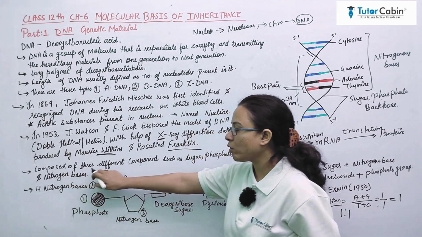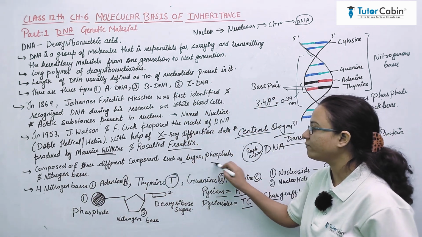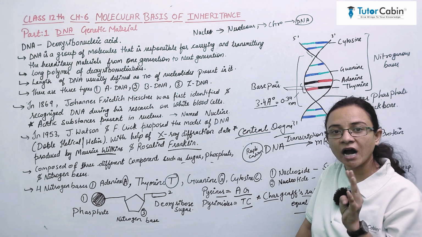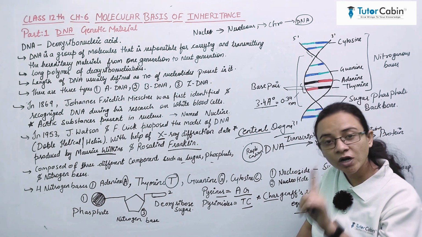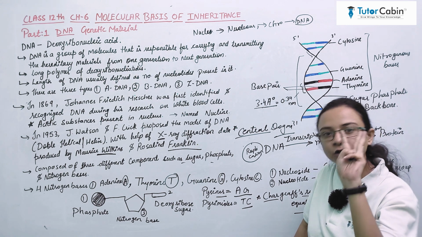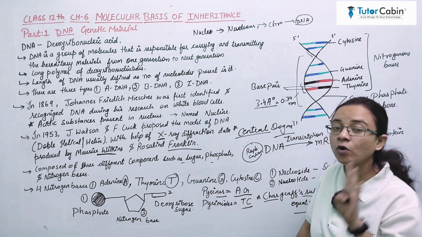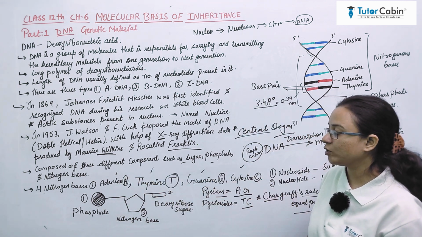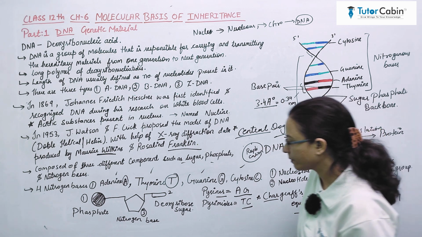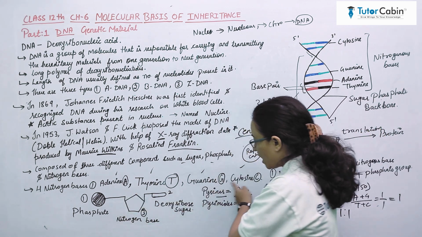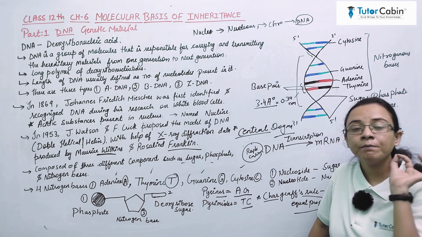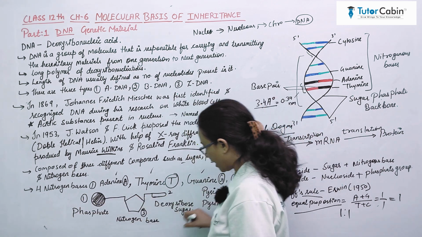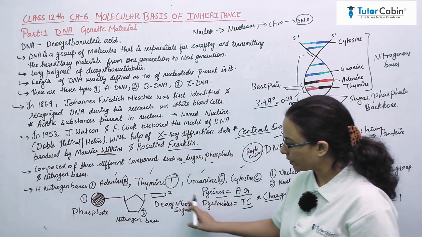DNA is composed of three different components: sugar, phosphate, and nitrogenous bases. Clear? So these three main components are very important. There is a sugar, nitrogenous bases, and phosphate groups. The main four nitrogenous bases are adenine, thymine, guanine, and cytosine. Clear? All these are very important and the basis of DNA. The arrangement of DNA is of this type. These structures define the arrangement of DNA.